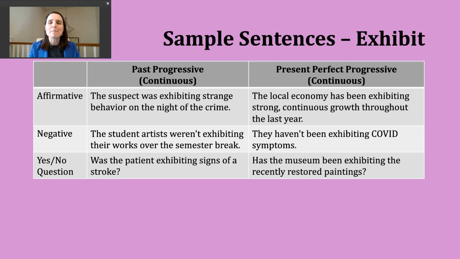Now let's talk about the present perfect progressive. Again, some books and some teachers call this the present perfect continuous. That is perfectly okay. But I like using present perfect progressive because the 3 P's are going to help me remember I need 3 parts to make this verb.